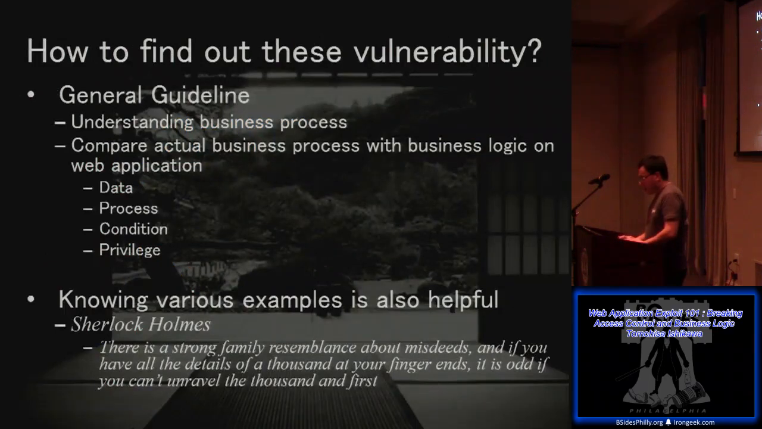But there are some general guidelines to find this vulnerability. First of all, understand the business process as much as possible. This is basic rule one. Basic rule number two is to compare the actual business process with the business logic in the web application. We basically check some data validation, process, condition to execute some process, or check some privileges. With these four perspectives, we analyze and compare the actual business process and the business logic in the web application, and then try to find vulnerabilities.